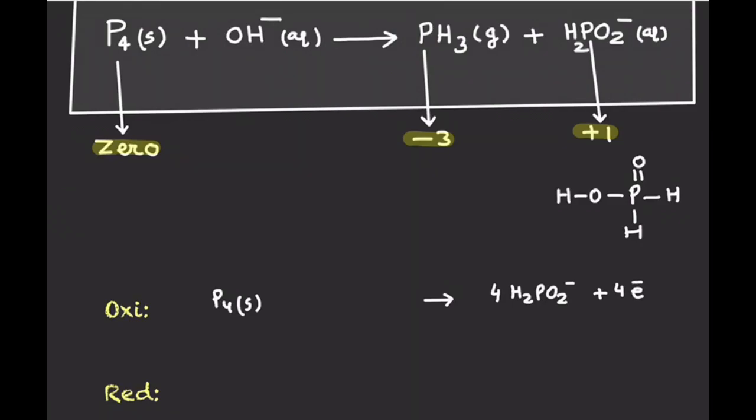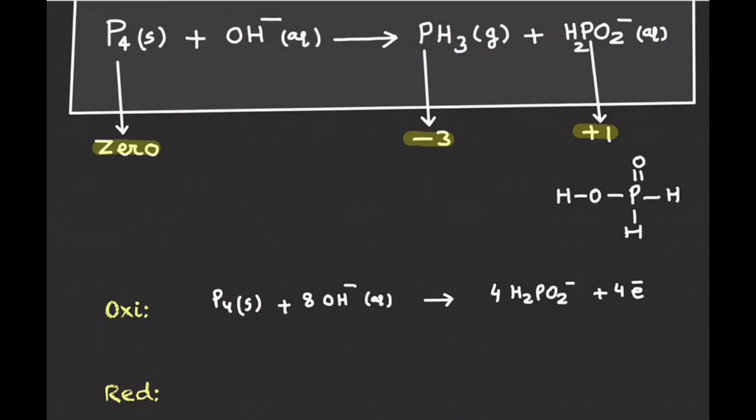And medium is basic, so in order to balance the charge we should write OH minus. Since on the right hand side there is 4 negative charge, plus 4 electrons, so 8 negative charge, so we should write here 8 times of OH minus in aqueous state. So we have balanced the charge also.